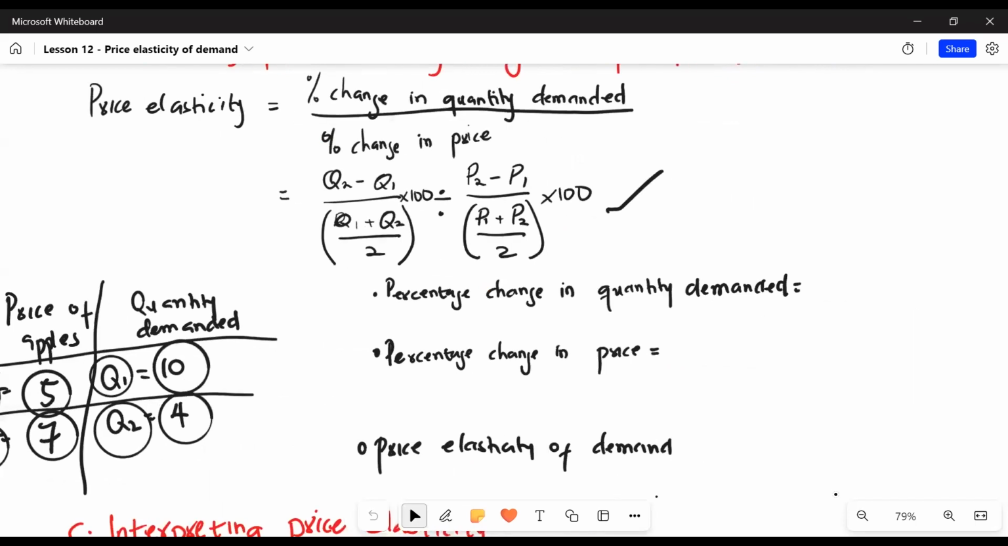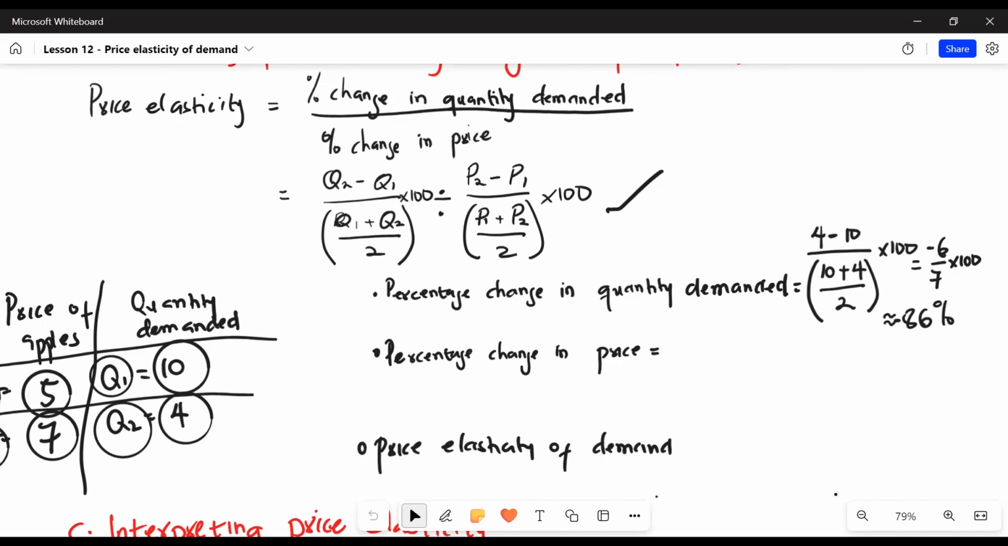Let's first calculate the percentage change in quantity demanded. So using our formula, Q2, which is 4, minus Q1, which is 10, divided by Q1, which is 10, plus Q2, which is 4, divided by 2, times 100. Now, this gives us minus 6 divided by 7 times 100, and it's approximately minus 86%.